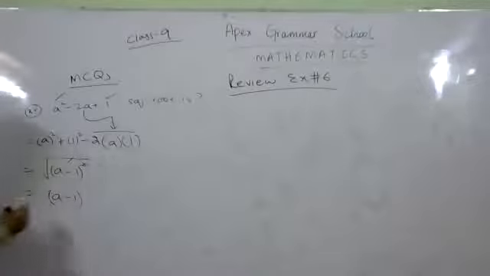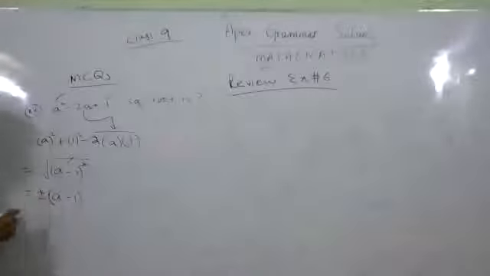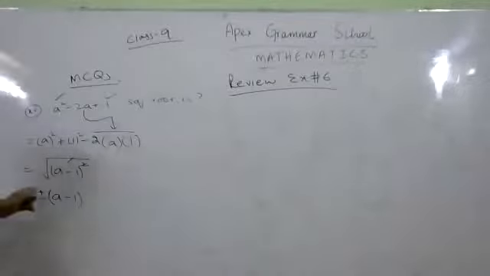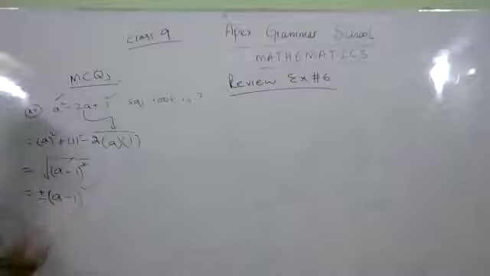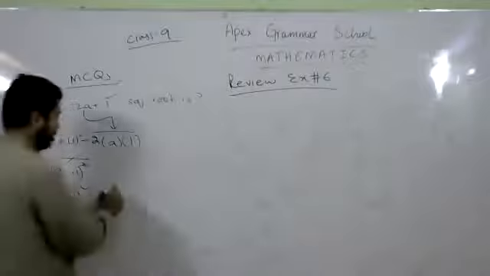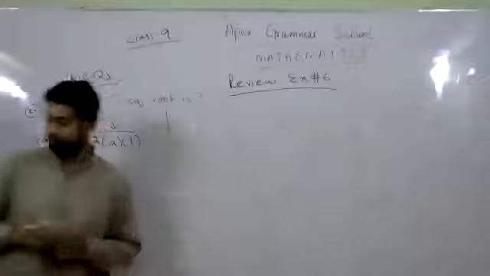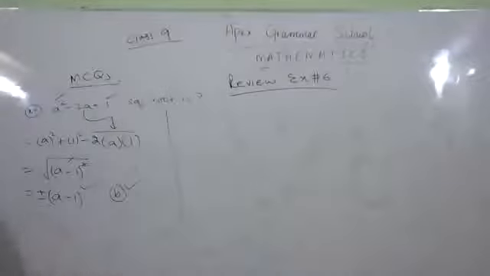But we need to write positive and negative here, because for square root we need two roots. First is positive and second is negative. So this is the correct option: plus minus (a minus 1). So option B is correct. After that, 16th MCQ.